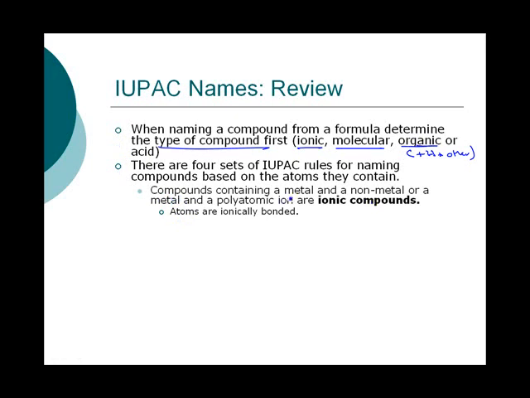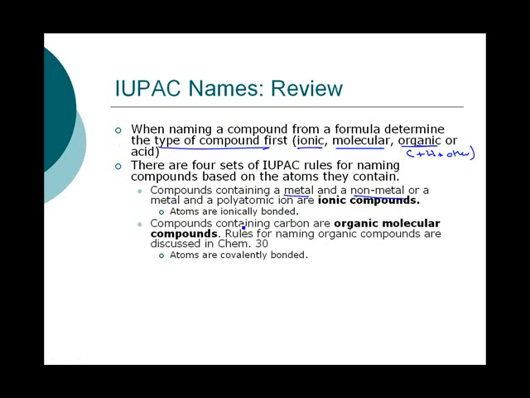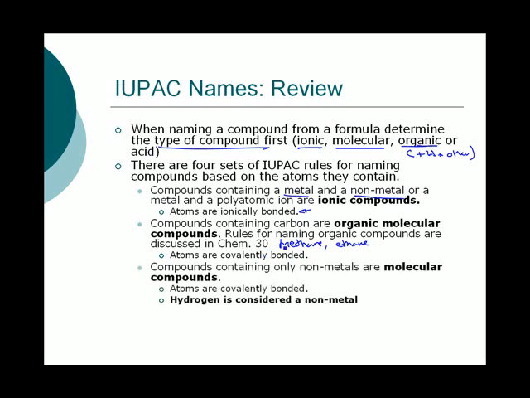So, if the compound contains a metal and a nonmetal, we know it's ionic. The atoms are ionically bonded, and we use the ionic rules. Organic molecular compounds are ones containing carbon and usually hydrogen. They have a separate set of rules, and the rules will be discussed in Chemistry 30. For now, you should memorize some of the simpler ones like methane, ethane. Vinegar would be one of these things. Acetic acid. So there's a few that we'll use, but you don't have to know the naming system yet.